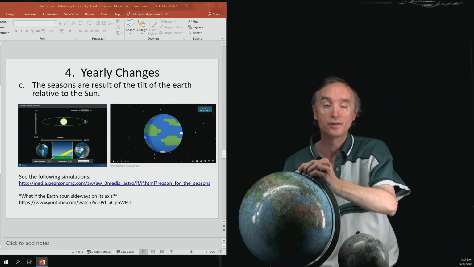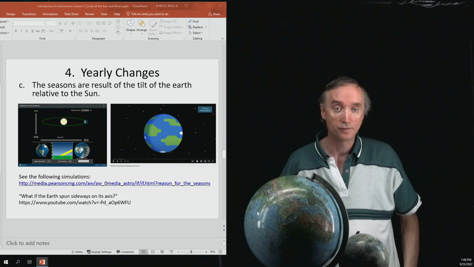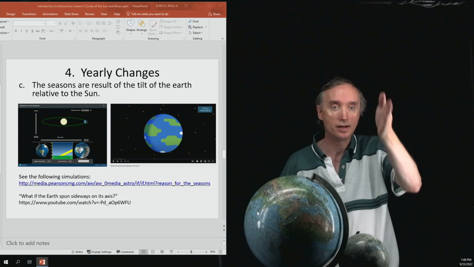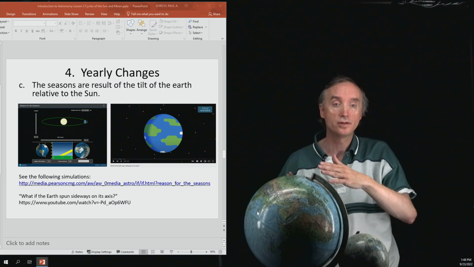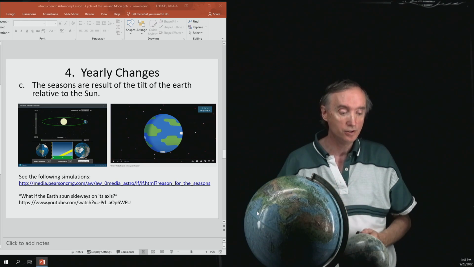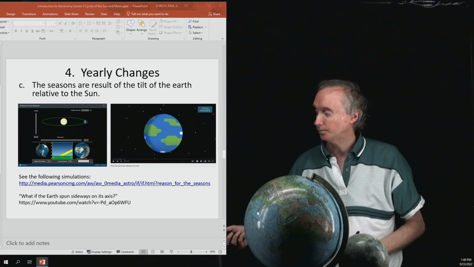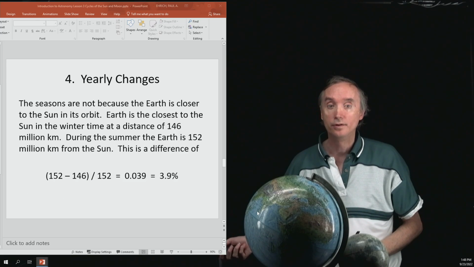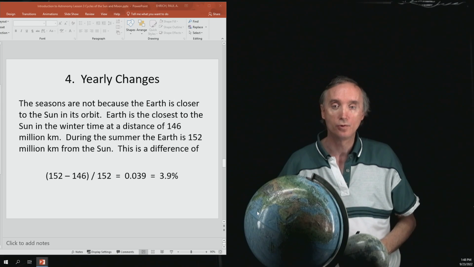So the point is, the seasons would be more severe. If the Earth spun straight up and down, then you wouldn't have any seasons. And if the Earth was tilted at 90 degrees, you would have the most severe seasons.